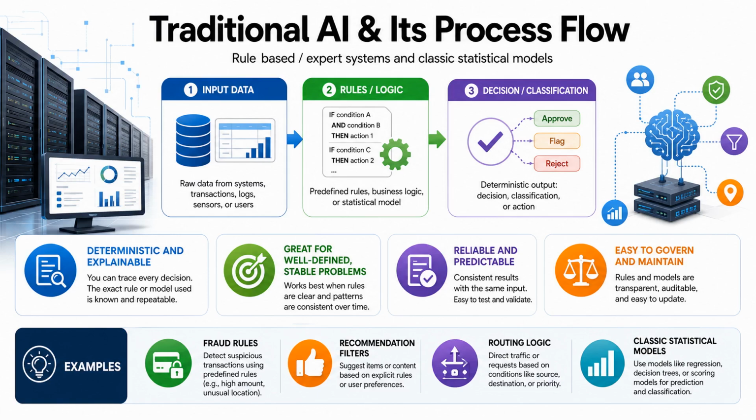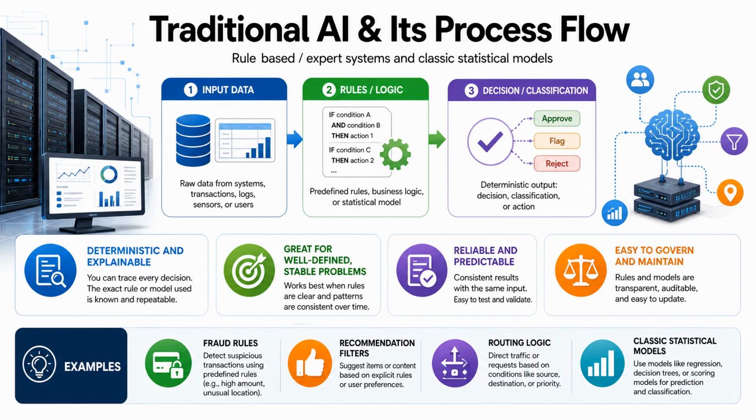Before the deep learning hype train, we had traditional AI, and here's the thing, it's still running all over your network today. Follow the flow across the top of the slide because it's beautifully simple. Step 1, input data, raw transactions, logs, sensor readings, whatever's coming in. Step 2, rules and logic. And notice it's literally if condition A and condition B, then take action. Predefined rules, business logic, a statistical model. Step 3, out the other side comes a decision or classification. Approve, flag, reject. Data in, rules applied, decision out. That's traditional AI in one breath.